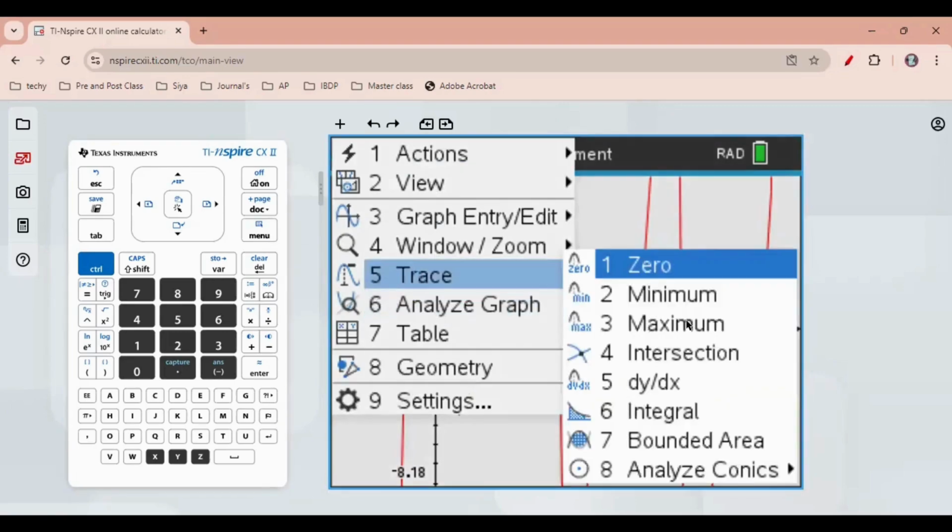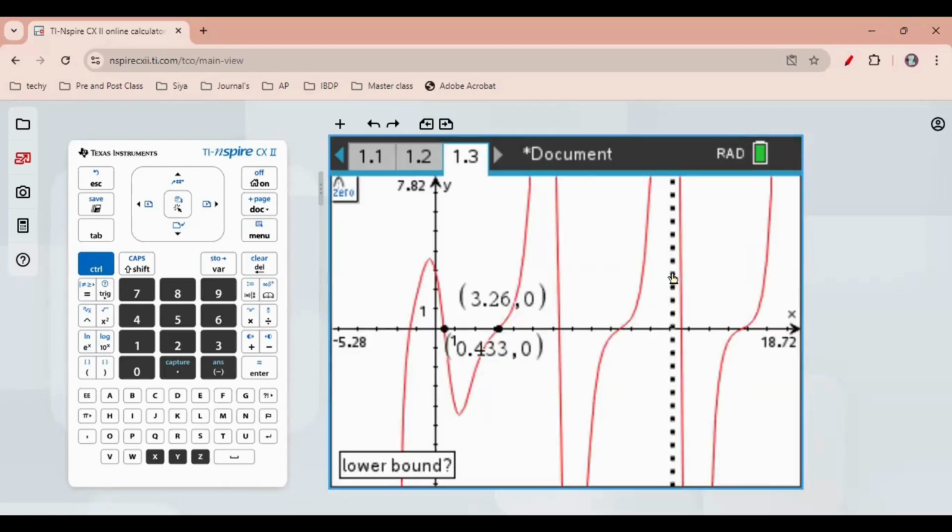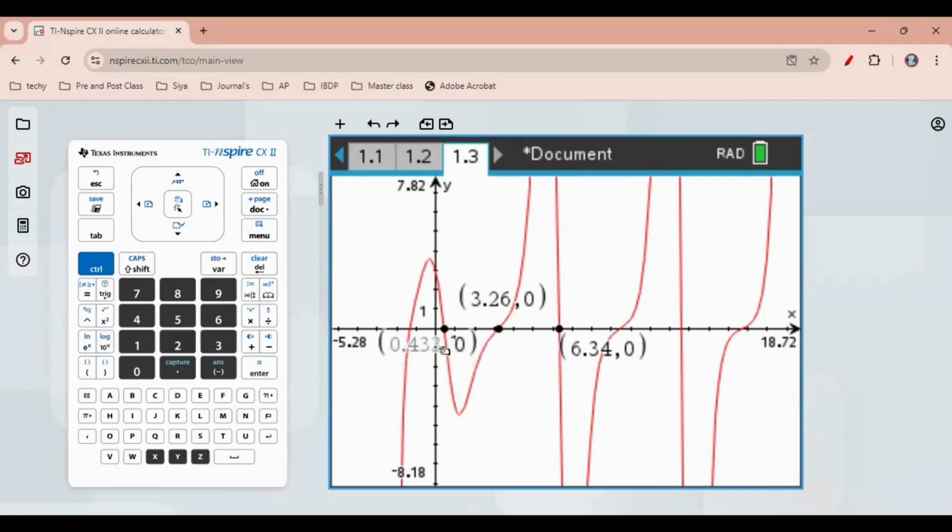Go for Analyze Graph again, and 0. Around this is the intersection we are looking for. It's 6.34, yeah, it's still acceptable. Okay, so now 0.433, and this is 3.26, and this is 6.34.